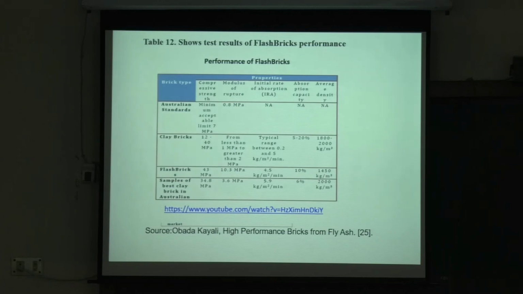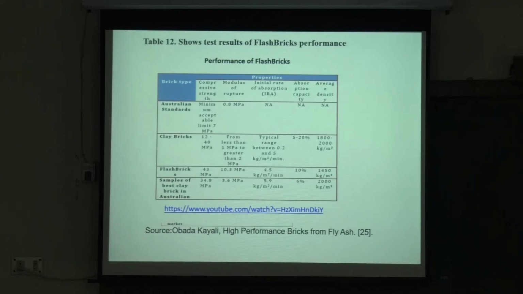Test results of fly ash brick performance. So these are other things given there. Modulus of rupture, then clay bricks from less than 1 MPa to greater than 2 MPa. So they are comparable. Now modulus of rupture means, because clay bricks are much more solid, that's why their modulus of rupture is a bit more. But fly ash bricks show 0.8 MPa, which is slightly less than that, but it is also fitting the ASTM standards, things like that. Okay.